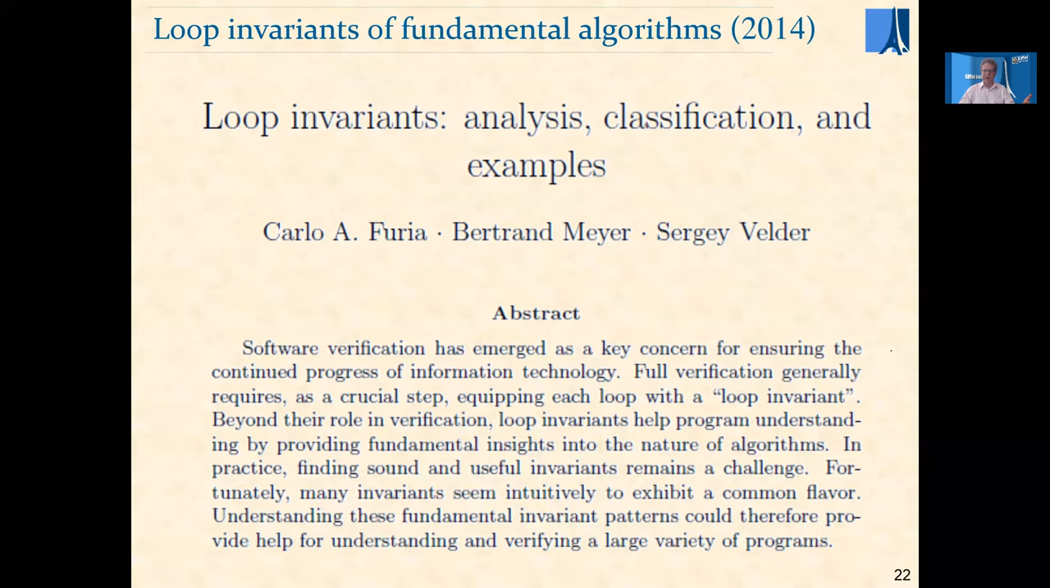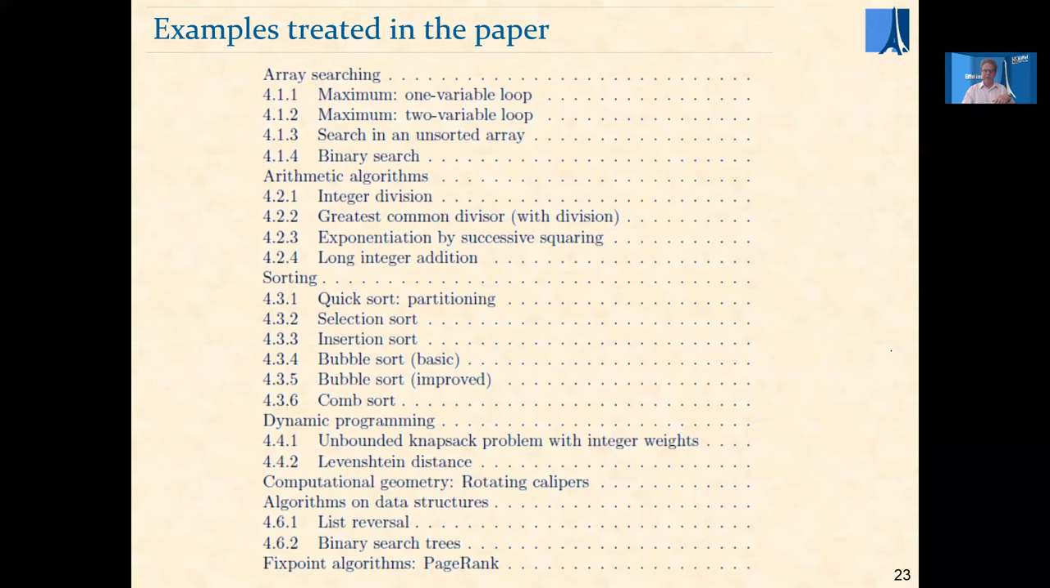So that's what we do in this article: classification of loop invariants and classification of loop algorithms by their invariant, and explaining the invariant that lies behind each of these loops. As you can see from the table of contents, we looked at a rather diverse set of algorithms, from array searching to arithmetic algorithms to sorting algorithms, quicksort, in particular the core of quicksort, which is the partitioning part of quicksort, selection sort, insertion sort, and others.